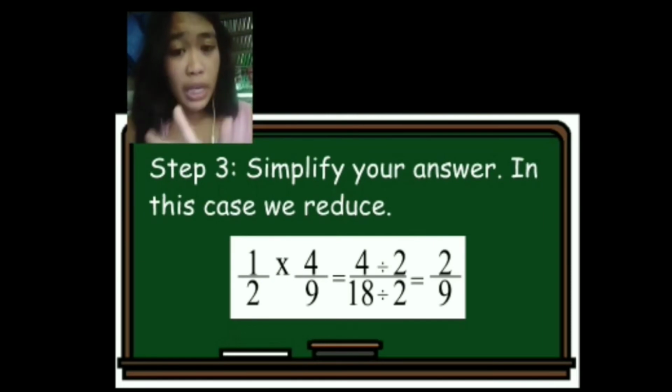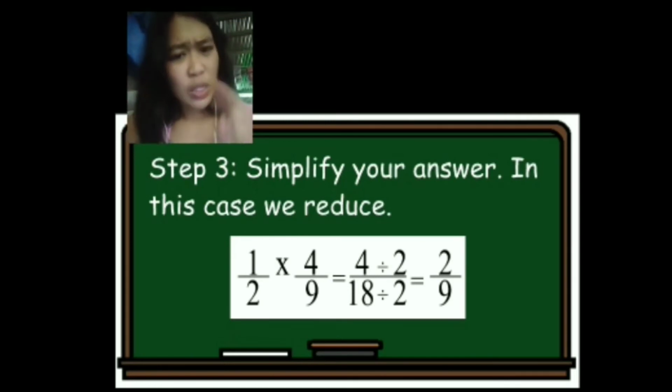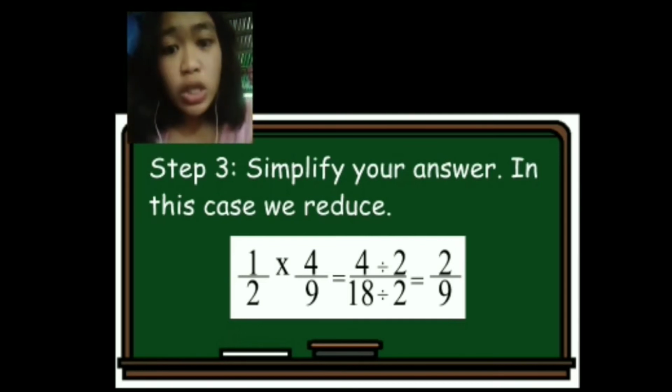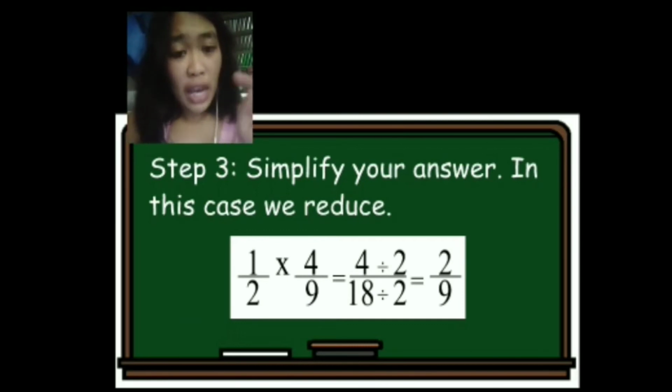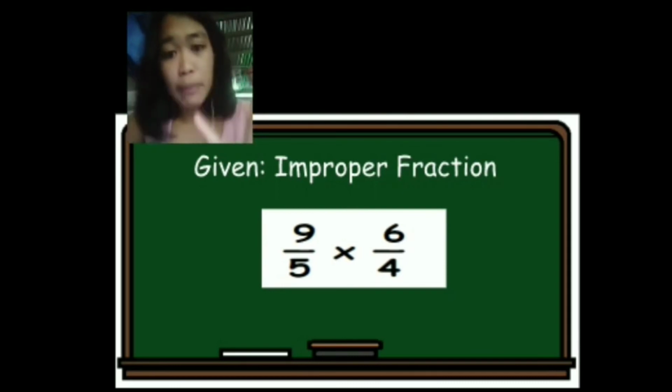Now step 3 is to simplify your answer. In this case, we reduce. As you look, 1 over 2 times 4 over 9 is equal to 4 over 18. To reduce this, we divide by 2: 4 divided by 2 and 18 divided by 2. So we have the answer 2 over 9. That is how to solve a proper fraction. So that you are able to get the answer easily, you need to follow step 1, step 2, and step 3.